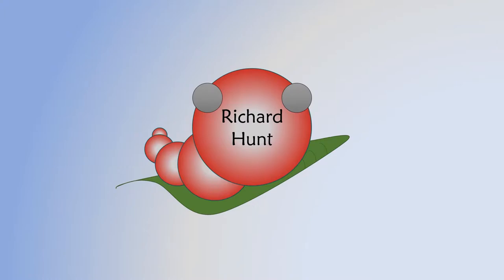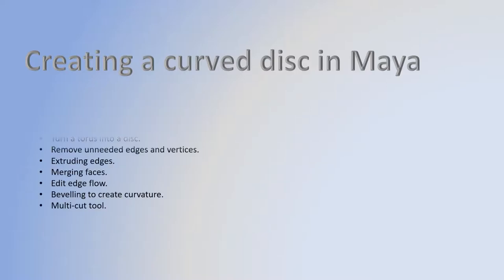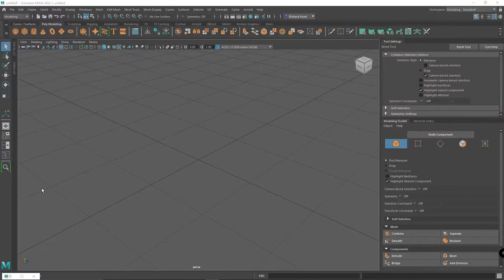Okay, so I'm going to do some cool stuff in Maya. What we're going to do is create a curved disk. To do that, we need to remove unneeded edges, extrude them, merge them, edit them, bevel them, and use the multi-cut tool. In Maya, I'm going to show you how to use a torus to create a very flat, very curved shape.